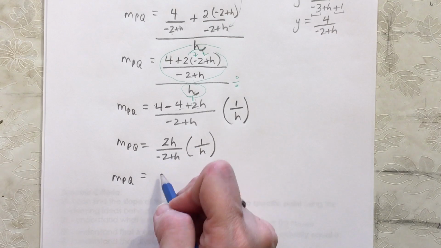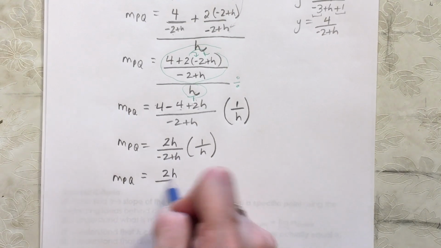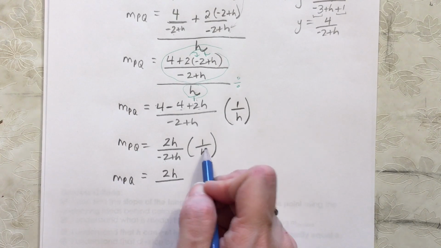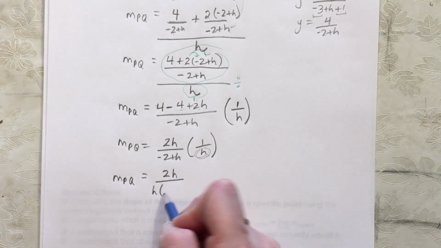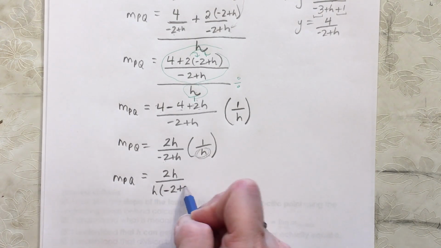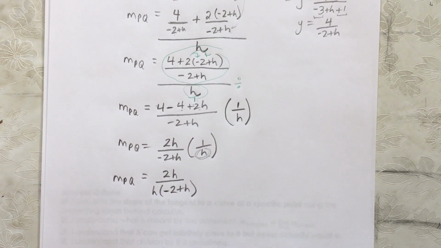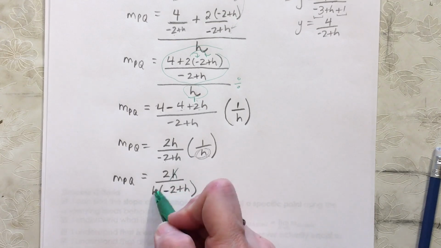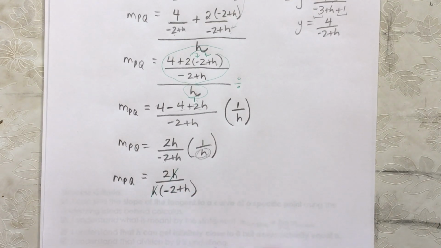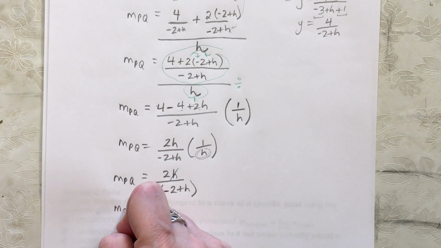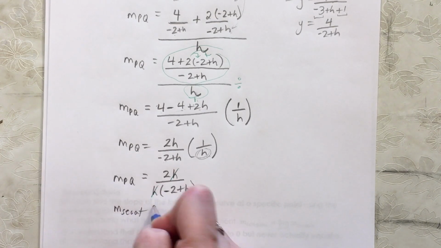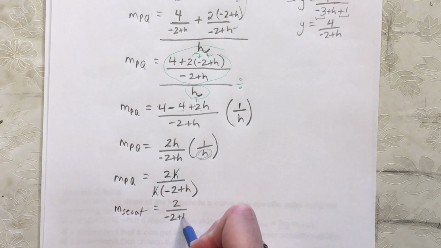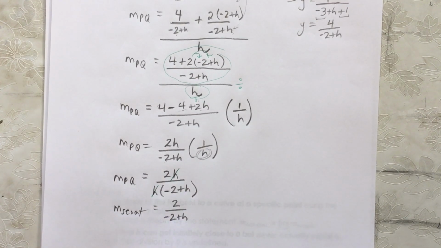So then multiplying top by top, bottom by bottom, but rather than multiply this by distributing, I'm just going to put my monomial term, this plain h, out front and show that it's being multiplied by the negative 2 plus h. And in that way, I can divide out this h and this h. So the slope of my secant turns out to be, simplified as much as I can, 2 over negative 2 plus h. So there's the slope of my secant.